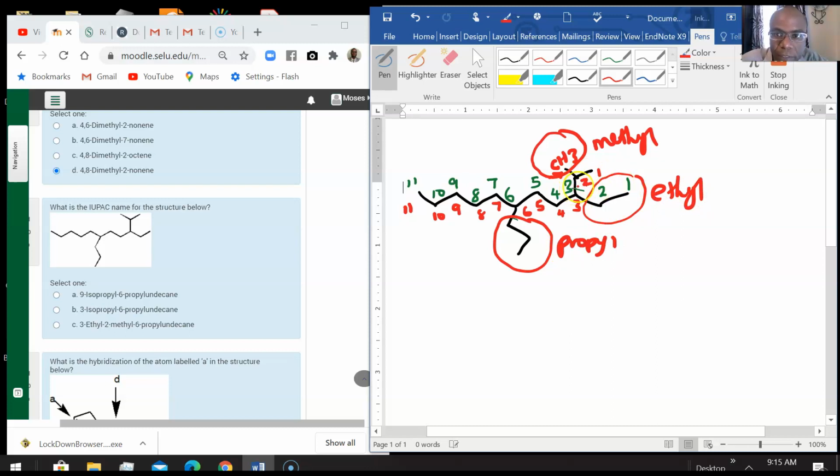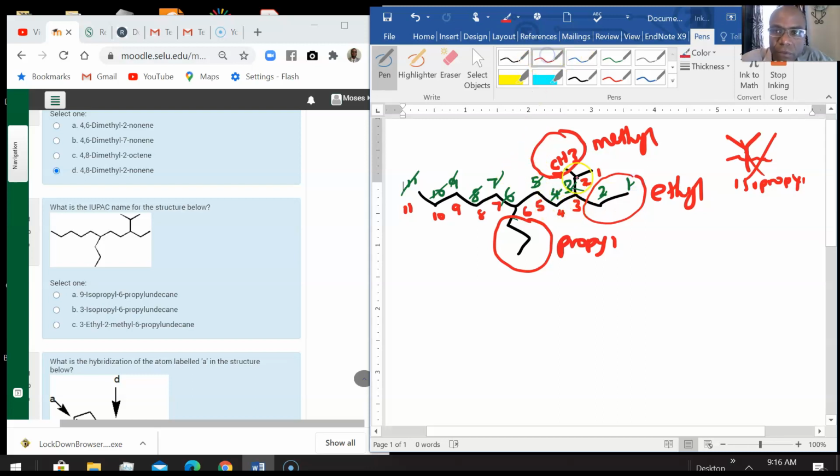But if you go with the green, you'll have the isopropyl. Isopropyl is this piece that looks like a Y. You'll have the isopropyl and the propyl going with the green chain. So that would be wrong. We want to go with the red because it gives us more substituents in our name. Okay, we talked about that before. So let's go with the red.